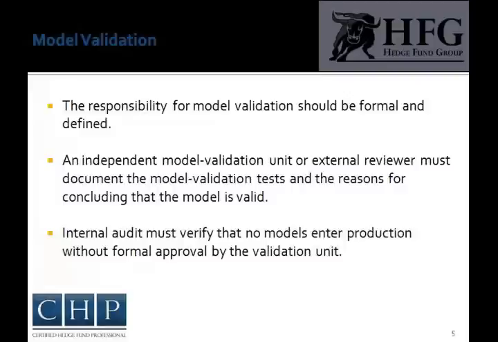Valuation of models is a very important risk, and those who use models to value and use for risk management should have a clearly defined process when using models within their environment.